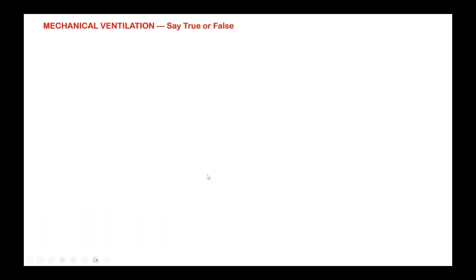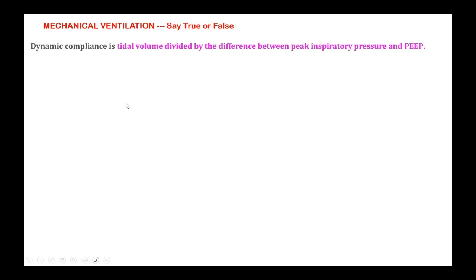Now some questions on mechanical ventilation to assess your knowledge of the parameters of mechanical ventilation. You just have to say true or false. The dynamic compliance is the tidal volume divided by the difference between PIP and plateau pressure. True or false? True, sir. Correct. So very easy, you just have to make a choice.